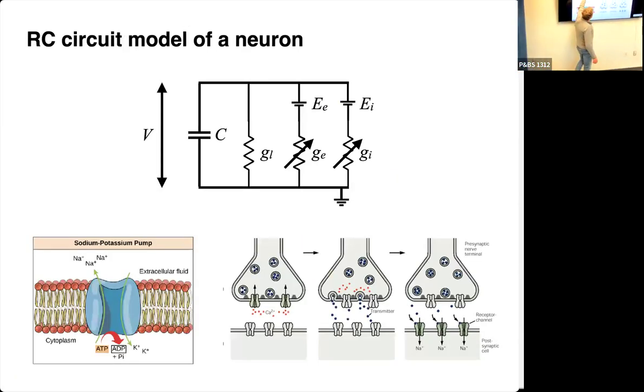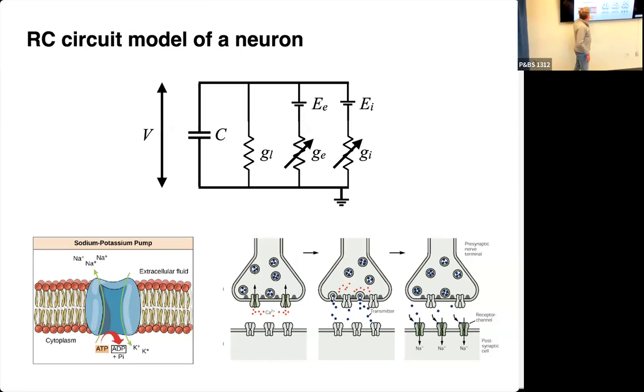Some of you already know this. You can think of a neuron as an RC circuit. The capacitor is the lipid bilayer, right? The synapses are variable conductance resistors, right? There's a sodium-potassium pump that sets up an electrochemical gradient between the inside and the outside of the neuron, which pumps sodium out, potassium in. If I open a little hole in the membrane that's selective only for sodium, sodium ions will rush in and depolarize. If I open a little hole in the membrane that only allows potassium through, potassium will rush out and hyperpolarize. That's exactly how synapses work.